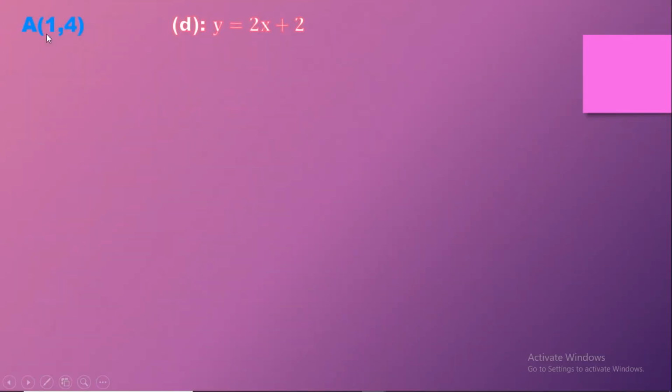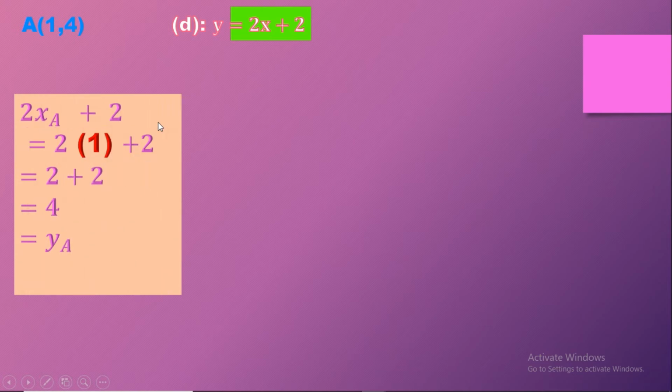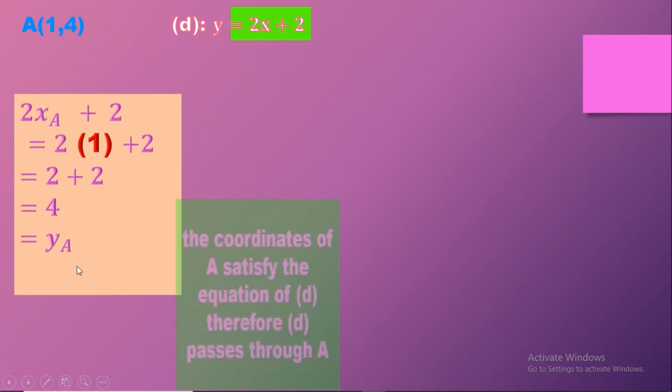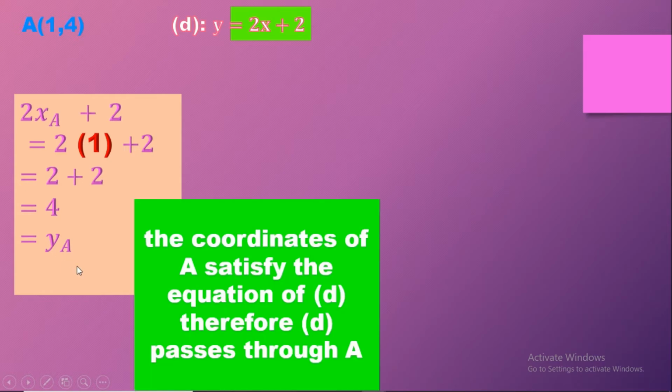Well, to prove that A is a point on the straight line D, we just need to calculate 2xA + 2. We should prove it equal to yA. Note that xA is equal to 1, so we can just replace it by 1. Then 2 times 1 is 2, plus 2 gives us 4. Isn't it equal to yA? So we can say that the coordinates of A satisfy the equation of D, therefore D passes through A, or we can say A belongs to D.